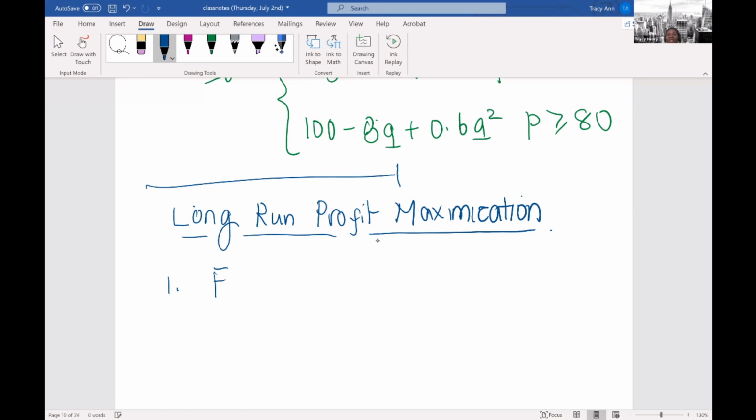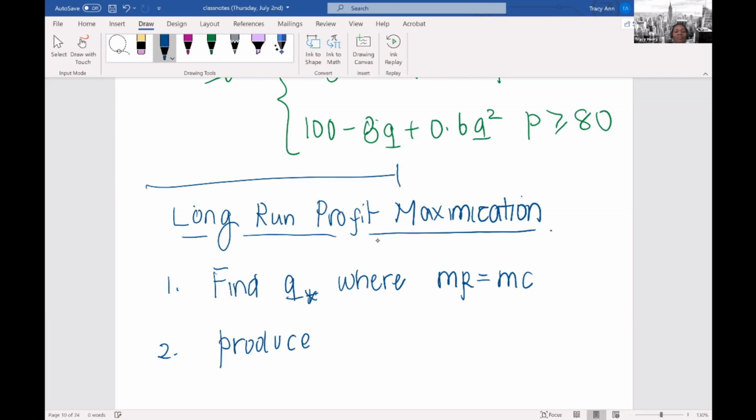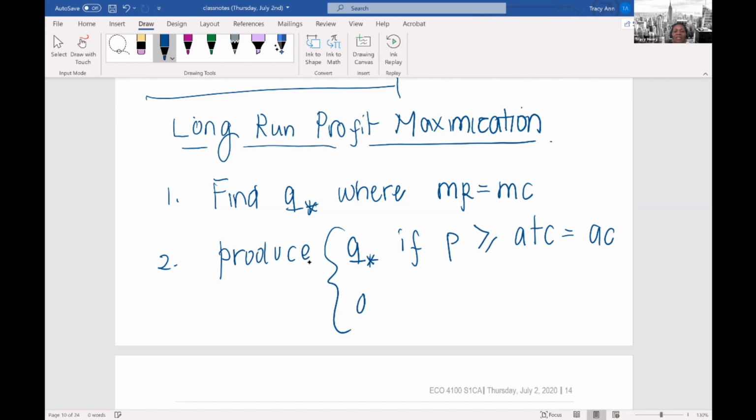It's just that now, in the long run, there's no need for you to accept and continue producing if you're getting a negative profit. So 1, you're going to find your Q star where marginal revenue is equal to marginal cost, and then 2, you're going to produce Q star if your price is greater than or equal to average total cost, which is the same as your average cost. You produce 0 if your price is less than average total cost. And producing 0, I want you to realize that here we're saying that you exit, right? So you exit the market if the price is less than your average total cost.